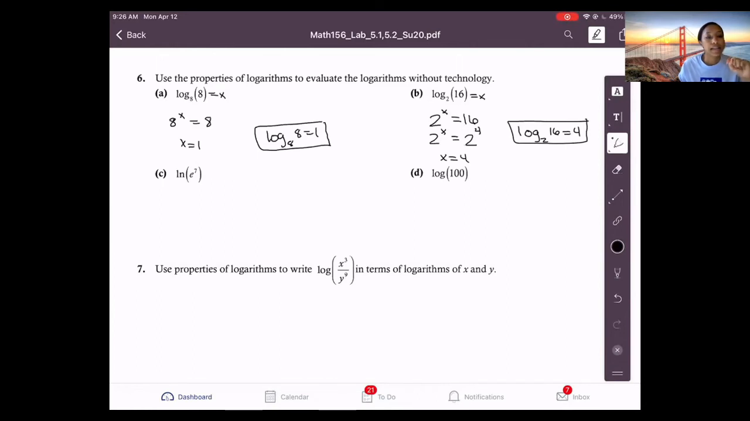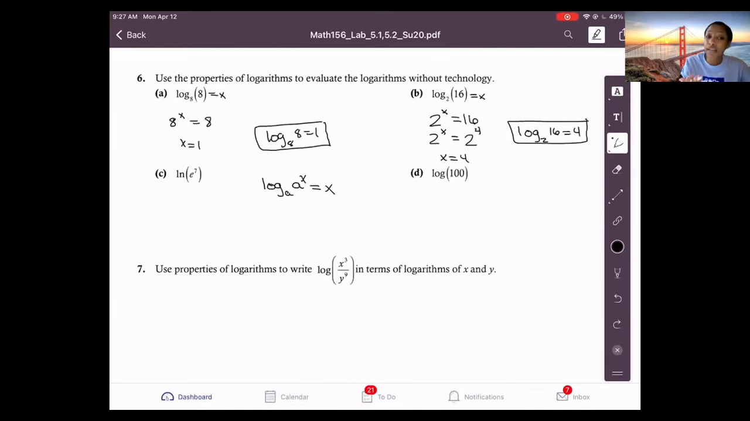All right, next one. Now, this might not be very obvious, but we have a property that says log base a of a to the x equals x. Part C is actually a problem where we use that property. Remember, ln is log base e. So this is saying we have log base e of e to the 7th power. The answer should just be 7, okay? So that's one way to think about it.